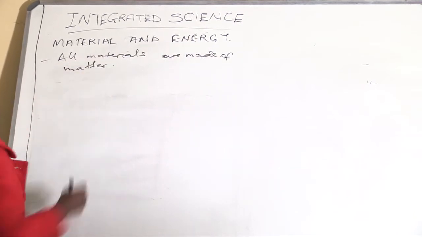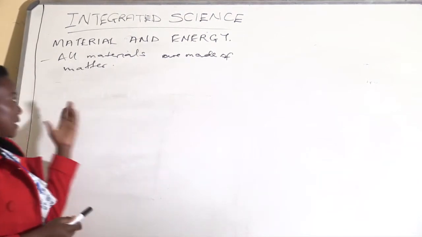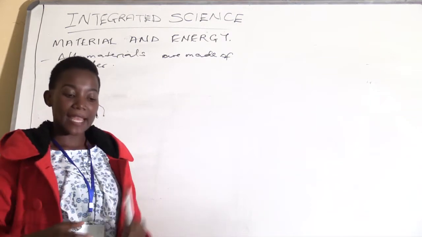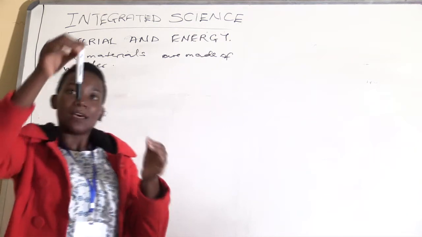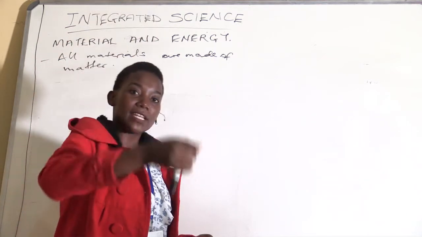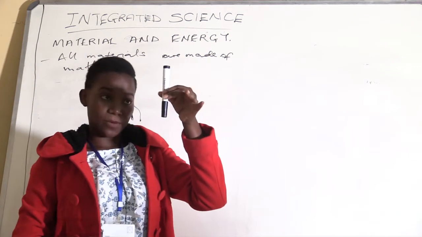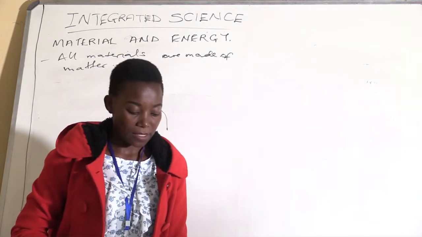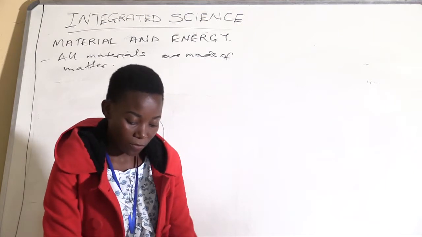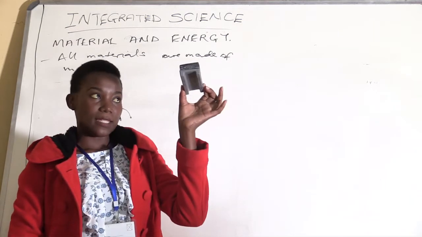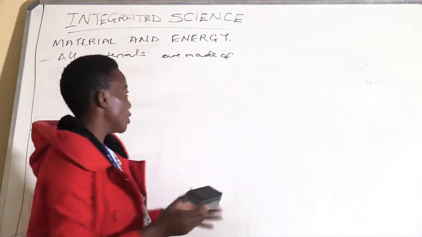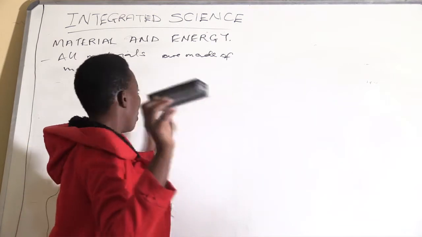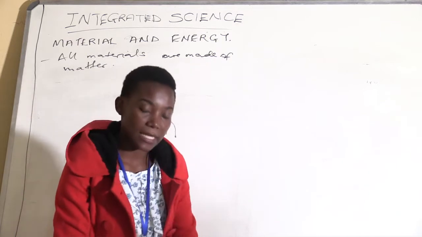Now, this new term that I've brought, what is matter? Matter is anything that has weight and occupies space. My marker has weight. That is why I'm able to carry it and feel that there is something in my hand. It has weight. When I place it here, it is occupying space. This duster is occupying space. So because it is occupying this particular space of the table, I will say that it has mass and occupies space. Therefore, it qualifies to be matter. All materials are made of matter.